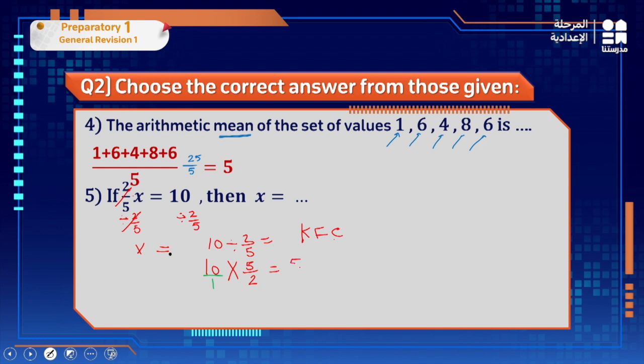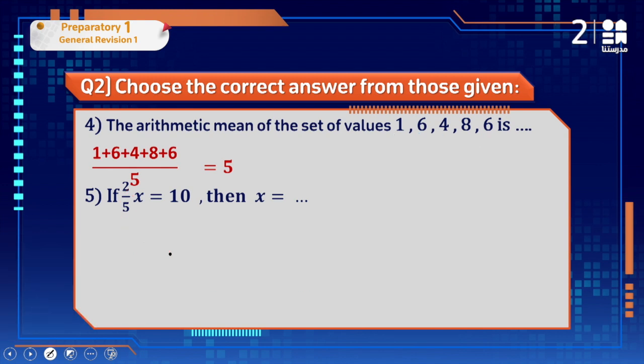So it will be 50 over 2, which is 25. So the final answer is 25. Here it is. The same steps.